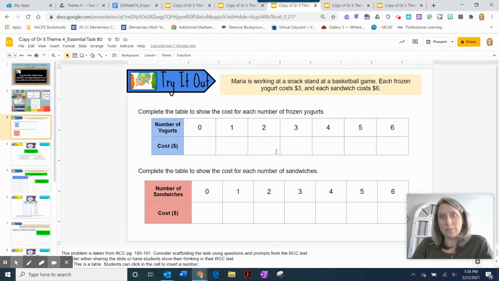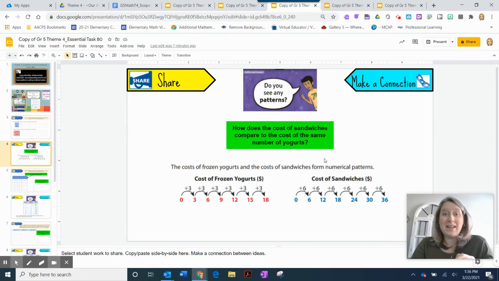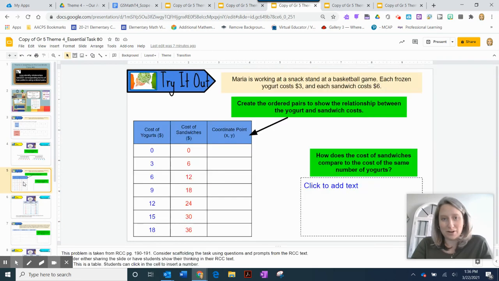For the yogurts, since it's $3 each, we're going to see a pattern of adding 3, or counting by 3. Down here, for the sandwiches, we're going to see that pattern of plus 6, which we'll see here. Then we think about how those compare. What's the relationship between the frozen yogurt and the sandwiches? Obviously, we all know that it is double, right? The sandwiches cost 2 times the amount of the frozen yogurts.